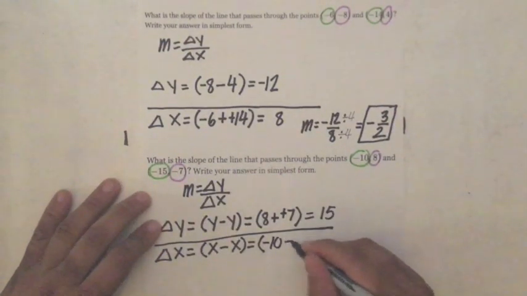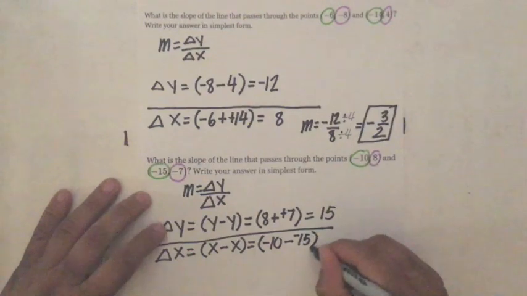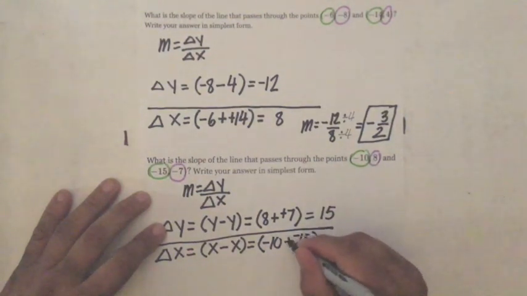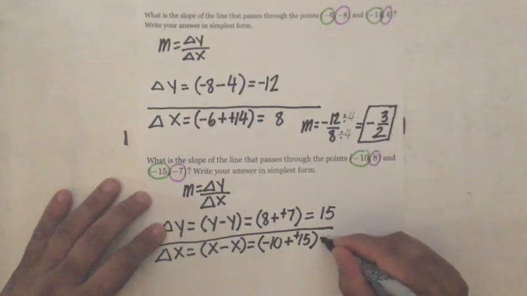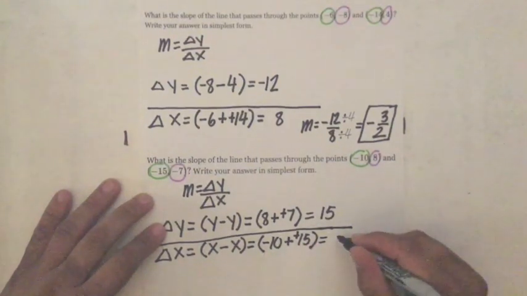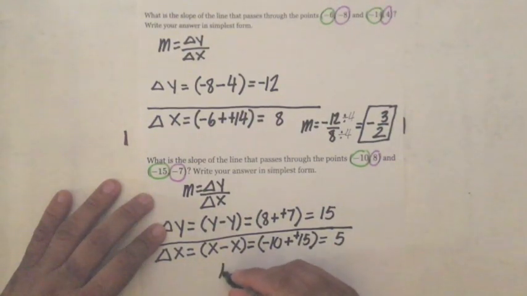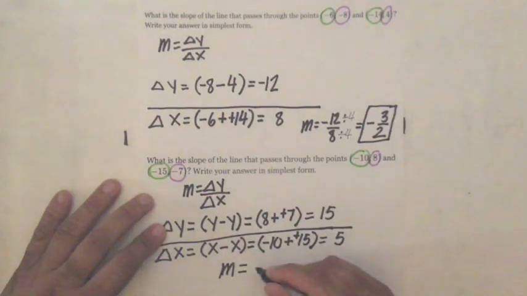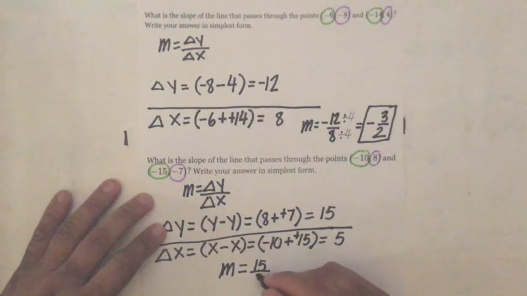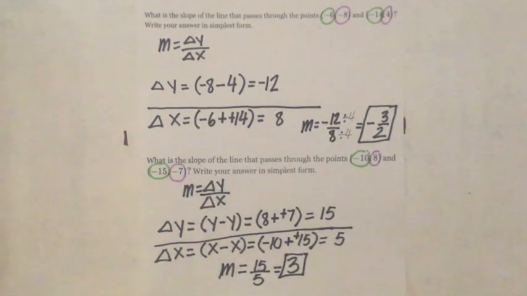Negative 10 minus, right? It says minus negative 15. So again, I have negative negative. They crash into each other, make a plus, and that gives me one negative, one positive. So I subtract. 15 minus 10 is 5, and 15 is positive, and it's a bigger integer, so the answer is positive. So our m, our slope, is equal to 15 over 5. Well, it works out that 15 divided by 5 is 3. So the slope of these two is 3.